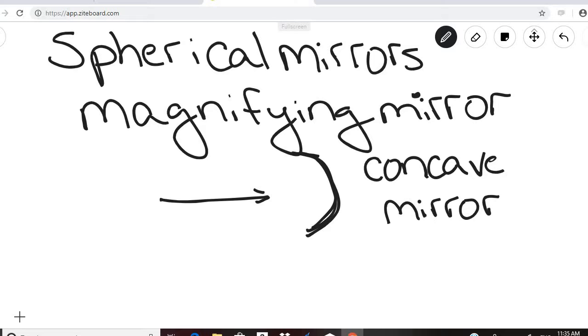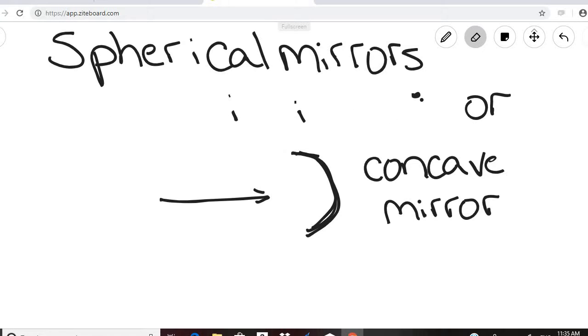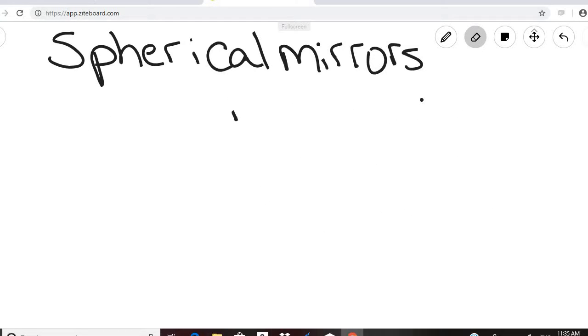So in that situation, how does the angle of incidence equals the angle of reflection work? Well, here's what happens. If you have a concave mirror, the law of reflection says that the angle of incidence has to equal the angle of reflection. But how do you measure that angle? Well, what is that angle measured relative to?